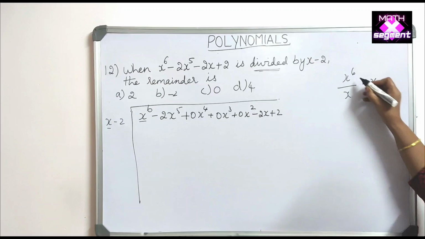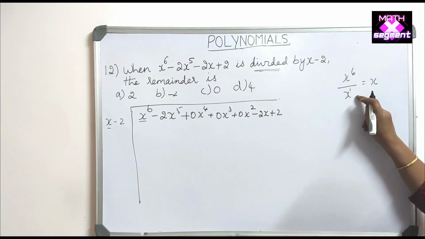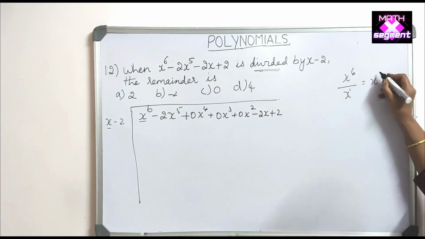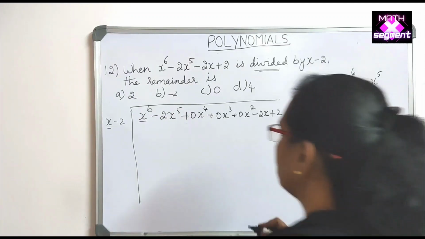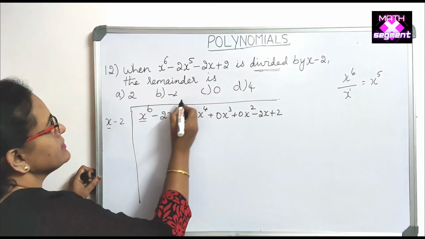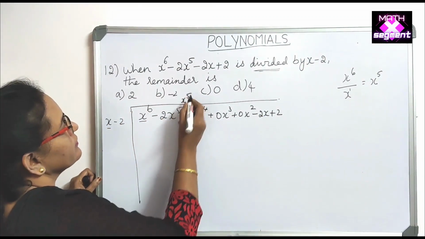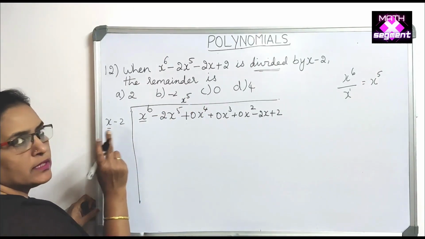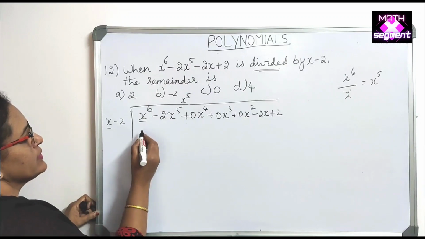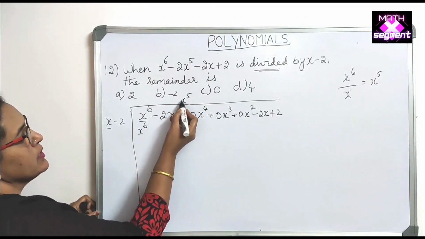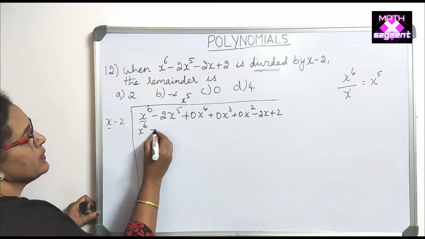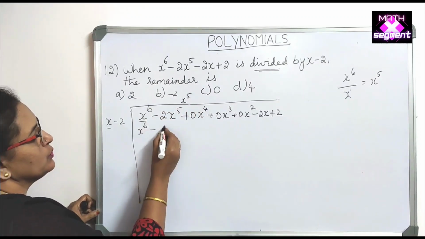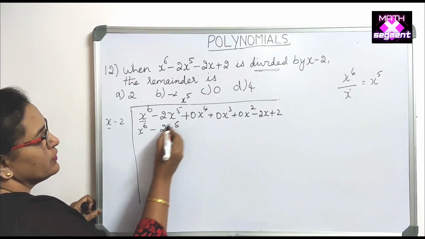So write it as x, and here the power is 1. Subtract the powers. 6 minus 1 gives you 5. So here the quotient you can write as x to the power of 5. Now take this quotient and multiply it with each term one time. x to the power of 5 into x gives you x to the power of 6. Plus into minus is minus. x to the power of 5 into 2 is 2x to the power of 5.